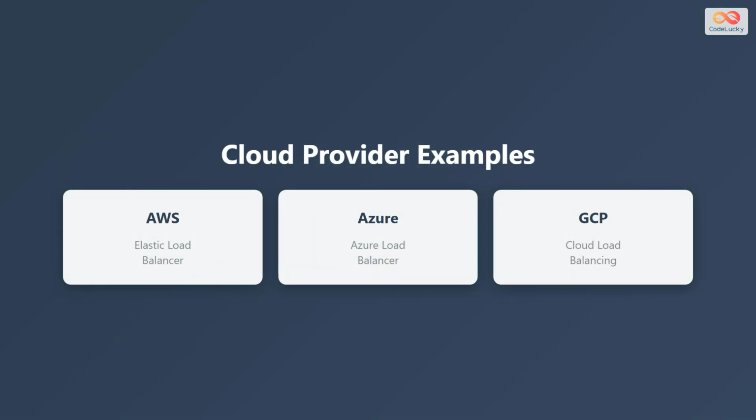Different cloud providers offer their own load balancing solutions that integrate with Kubernetes. On Amazon Web Services, or AWS, the Cloud Controller Manager provisions an Elastic Load Balancer, commonly known as ELB. On Microsoft Azure, it creates an Azure load balancer that distributes traffic across your cluster. On Google Cloud Platform, abbreviated as GCP, it uses Cloud Load Balancing to handle incoming requests. Each of these load balancers is fully managed by the cloud provider and seamlessly integrates with your Kubernetes services, providing high availability and scalability for your applications.